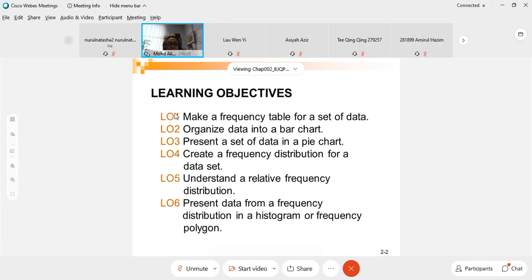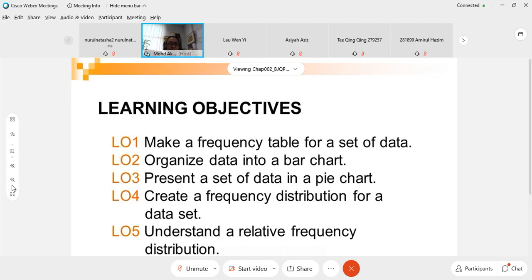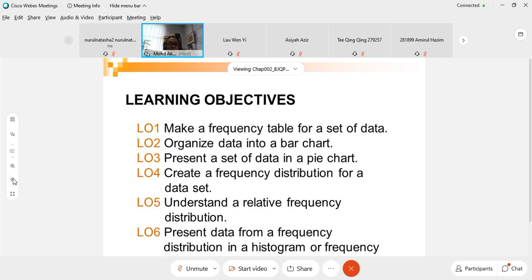Pie chart. And the next is how we learn the frequency distribution. So how is frequency distribution? And the next we learn about relative frequency distribution. Then the last one, how the histogram and frequency polygon show in the frequency distribution.